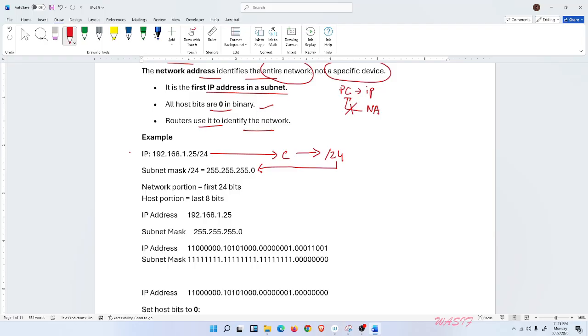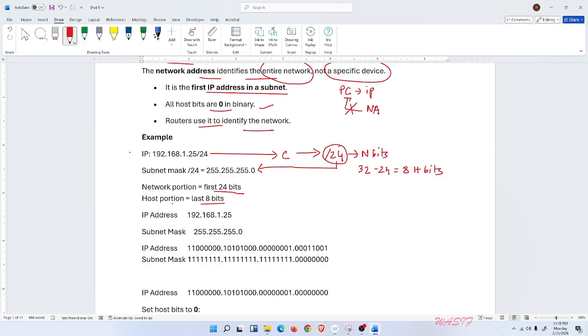Now look at here very carefully. What did I say? Whatever is the CIDR value is your network bits. That means you have 24 network bits. If you have 24 network bits, how many host bits do you have? First of all, the total number of bits is 32. If you subtract 24 network bits, you are left with 8 host bits. So the network portion has 24 bits, the host portion is 8 bits.